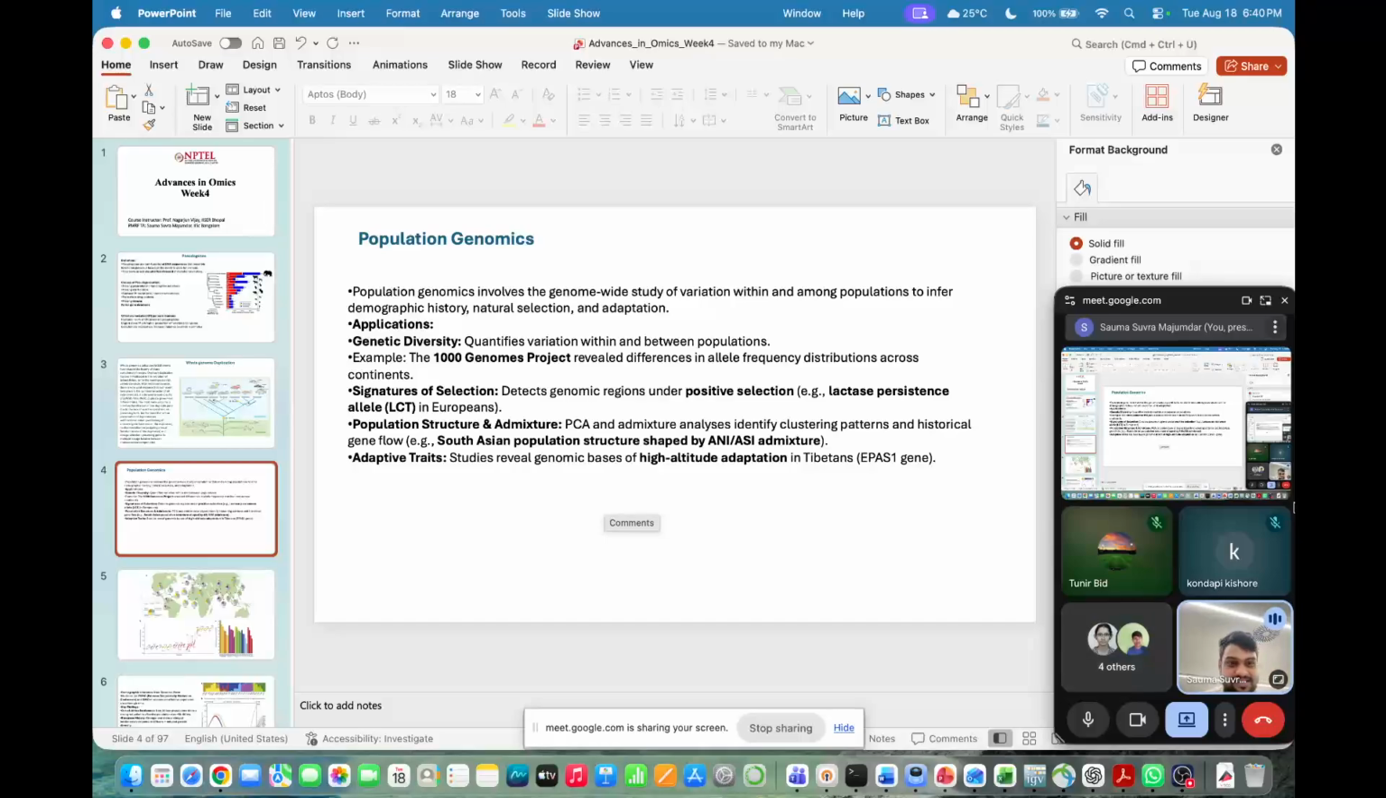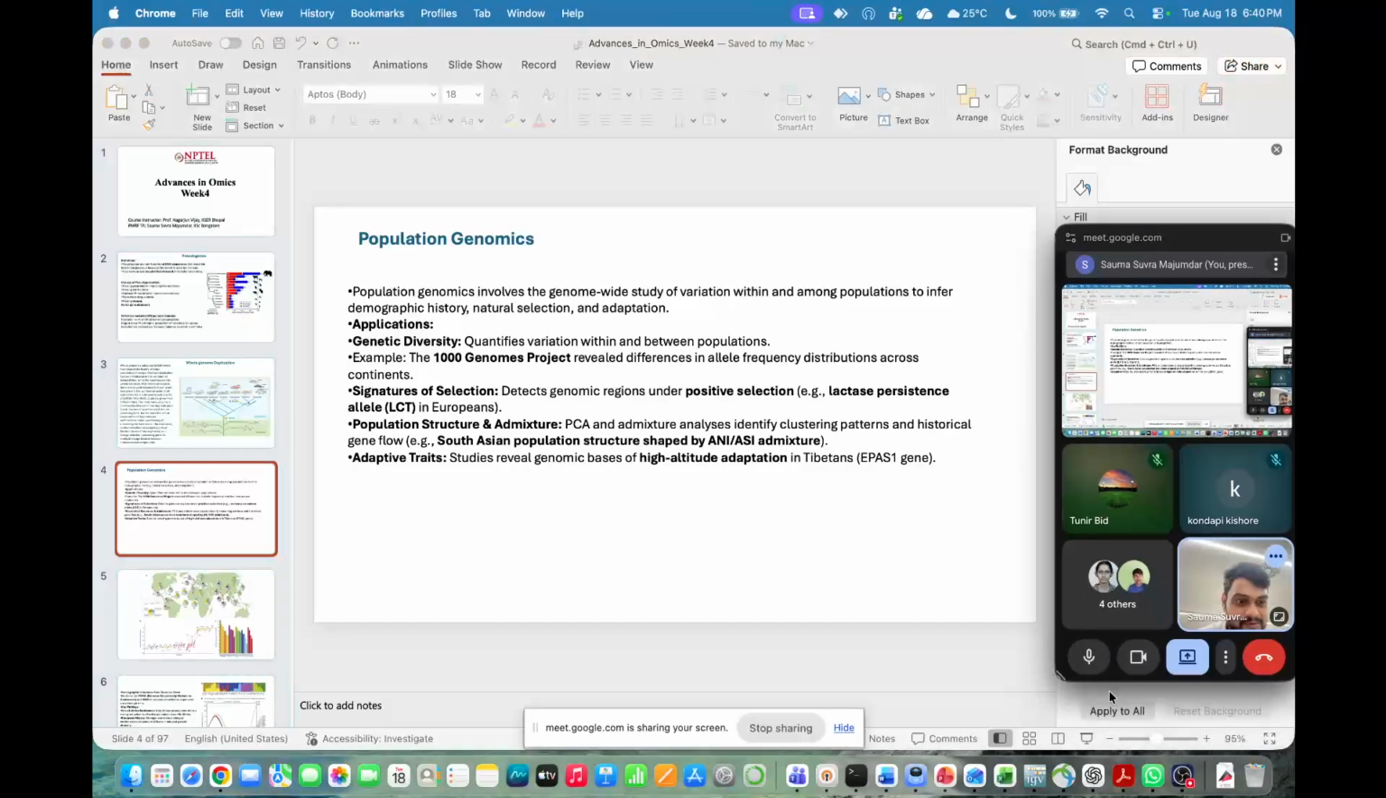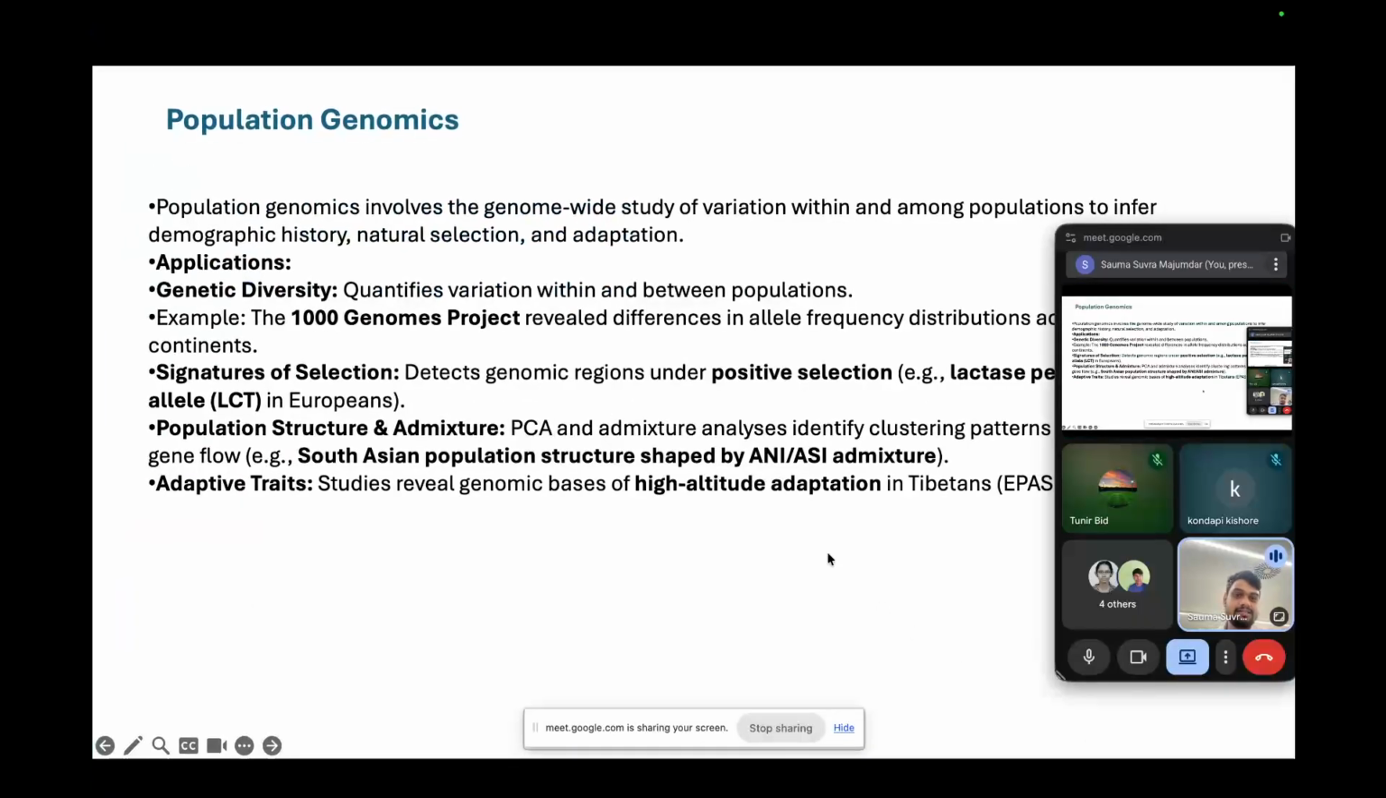So yeah, just to wrap up, I have taken up a lot of time on this, but I just wanted to give you an idea about what kind of things population genetics data can give you and what kind of insights it can give you.